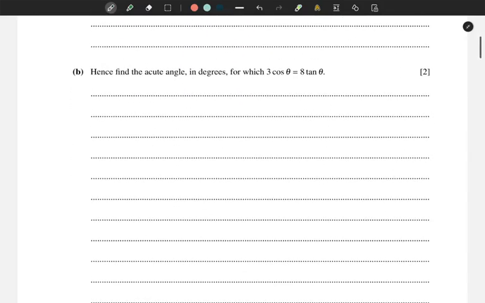Then the sub question there is to find, you say, hence find the acute angle in degrees for which 3 cos theta equals 8 sin theta.